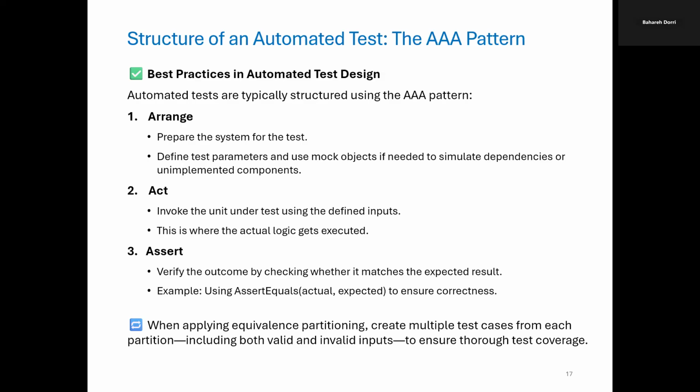And finally, assert. This is where the magic happens. You check if the outcome is what you expected. If it is, great. If not, your test fails and you've got something to debug. And here's a pro tip. If you're using equivalence partitions to pick your test inputs, which you should, don't just test the good cases. Include the weird edge cases and invalid inputs, basically anything that might cause your code to behave unexpectedly. That's how you make your tests not just run, but actually protect your code.